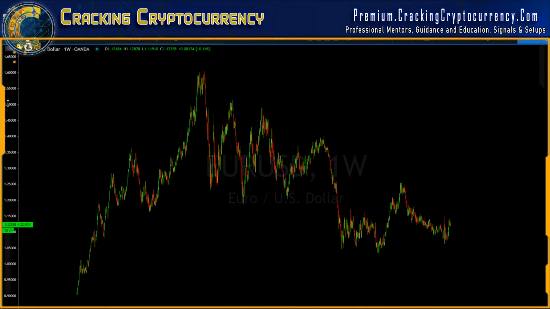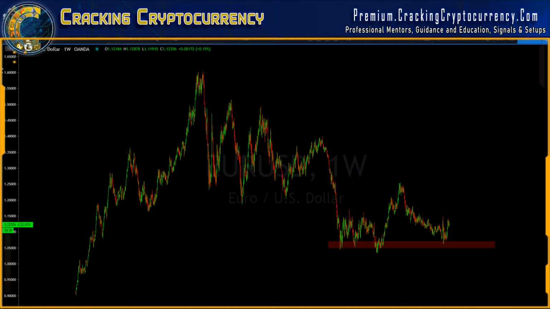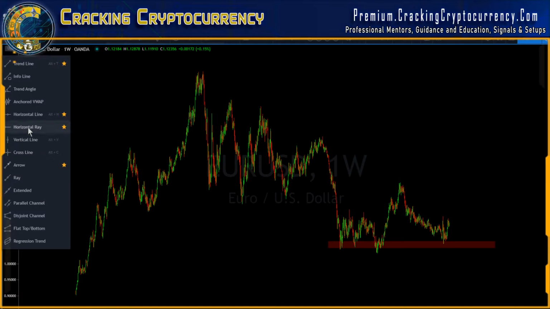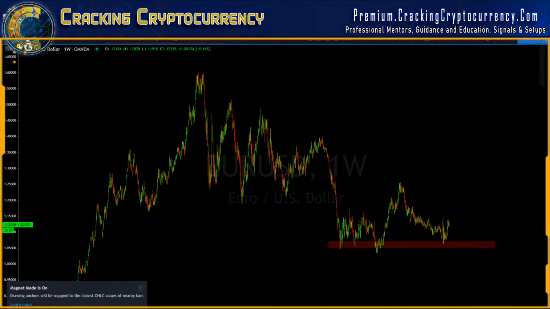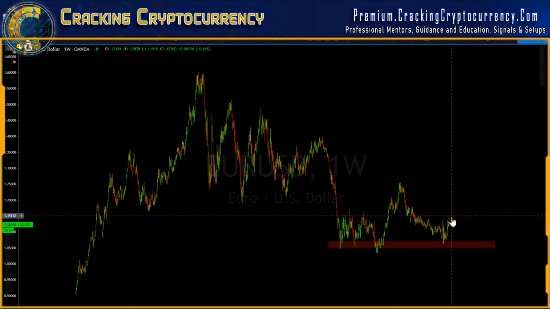Overhead resistance. 1.15, 1.1. And that's kind of where we're consolidating right now. It kind of looked like a flag zoomed out on the weekly, but yeah, big range in the currency pairs.